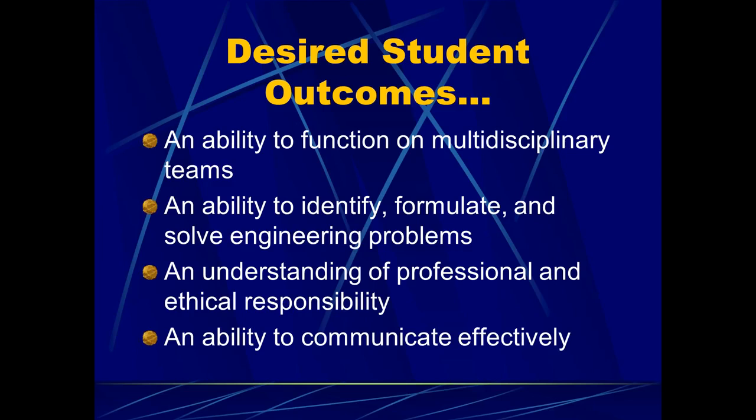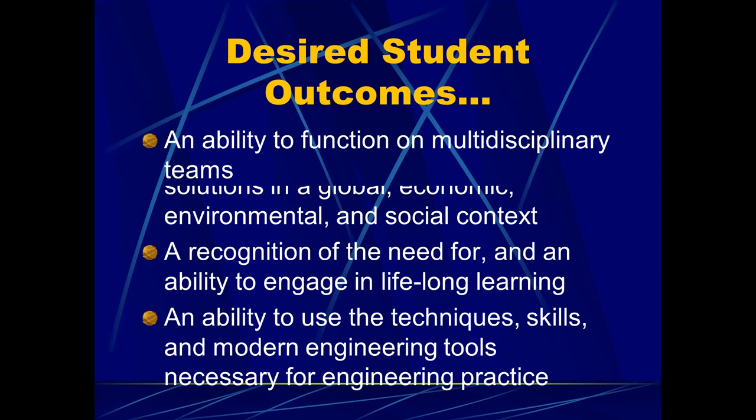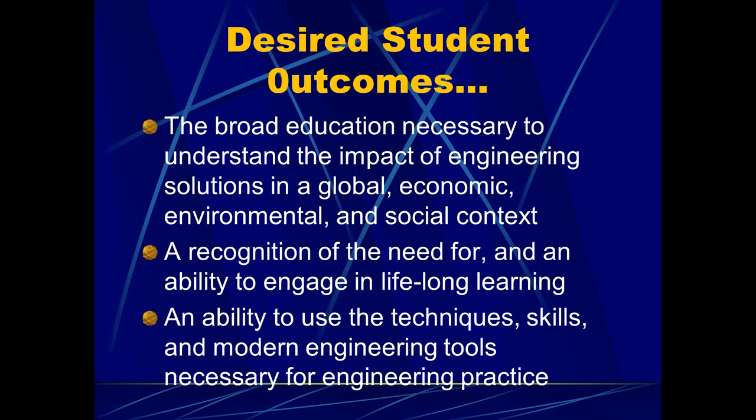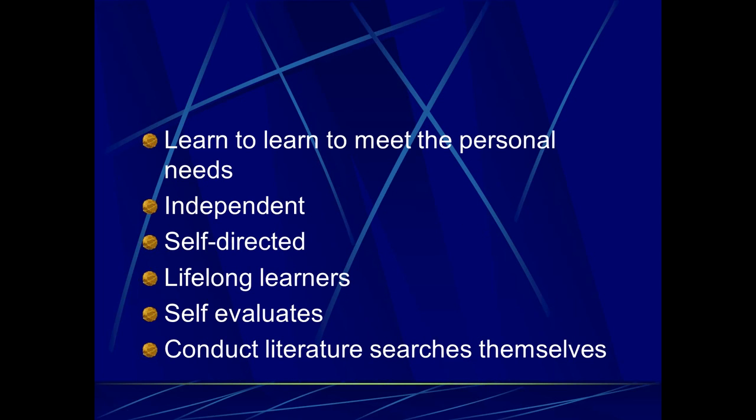Let us see the desired learning outcomes. An ability to function in multidisciplinary teams, especially once they leave the college. Most of them will be working in teams, a group of 5 or 10 or 20 engineers, to solve a problem. So they have to really learn how to work in multidisciplinary teams also. An ability to identify, formulate, and solve engineering problems. An understanding of the professional and ethical responsibility. An ability to communicate effectively.